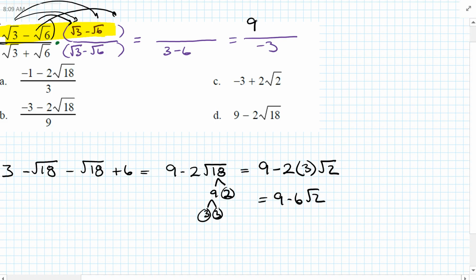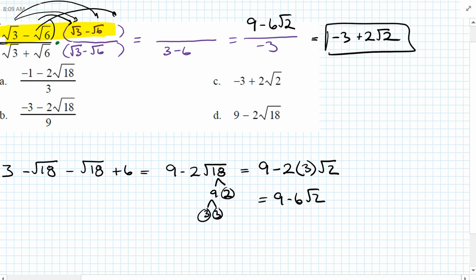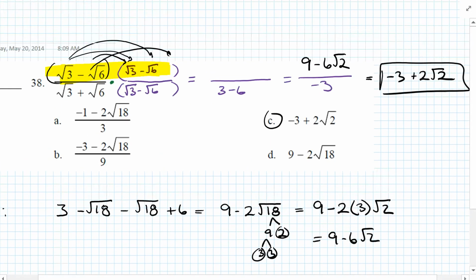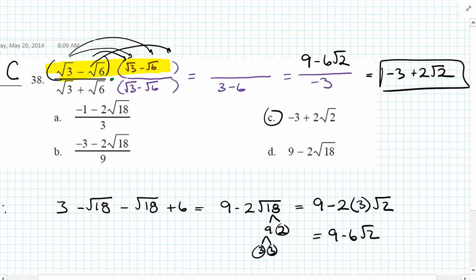So I have 9 minus 6 square root of 2 over negative 3. So 9 divided by negative 3 is negative 3. Negative 6 divided by negative 3 is 2. So my final answer is negative 3 plus 2 root 2. Answer C. A little bit of work on that one, but nothing major.